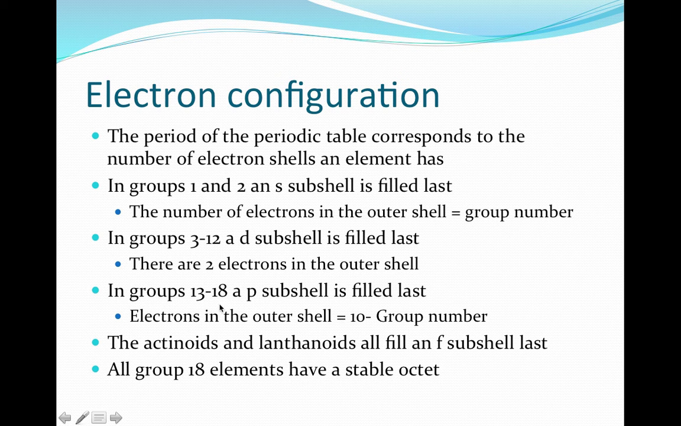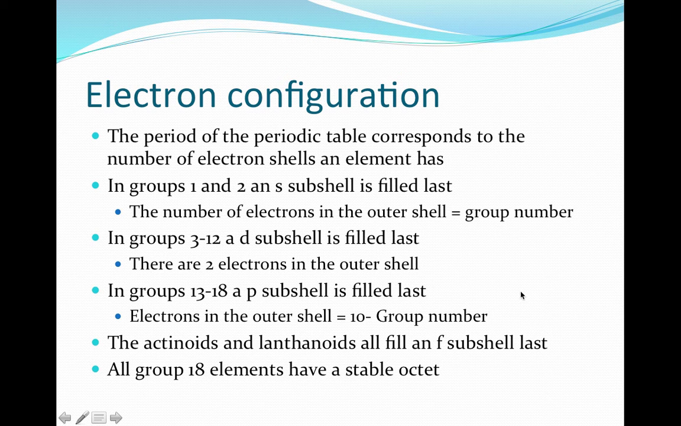Groups 13 to 18, we've got a P subshell, so this is our P block. The number of electrons in the outer shell is the group number minus 10. So 13 minus 10 gives you 3, so there's 3 in the outer shell. My apologies for that error, it is group number minus 10.